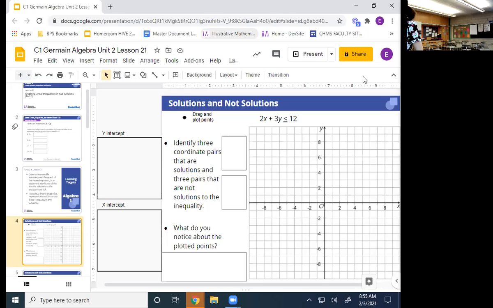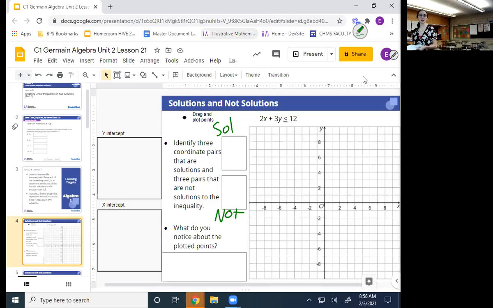Okay, I'm going to color code this. Actually, I'm going to say solutions. Hey, I need people other than Kyle and Peyton to put some coordinate points in the chat, please. What are some coordinate points that are a solution? So first, give me coordinate points that are solutions to this inequality.